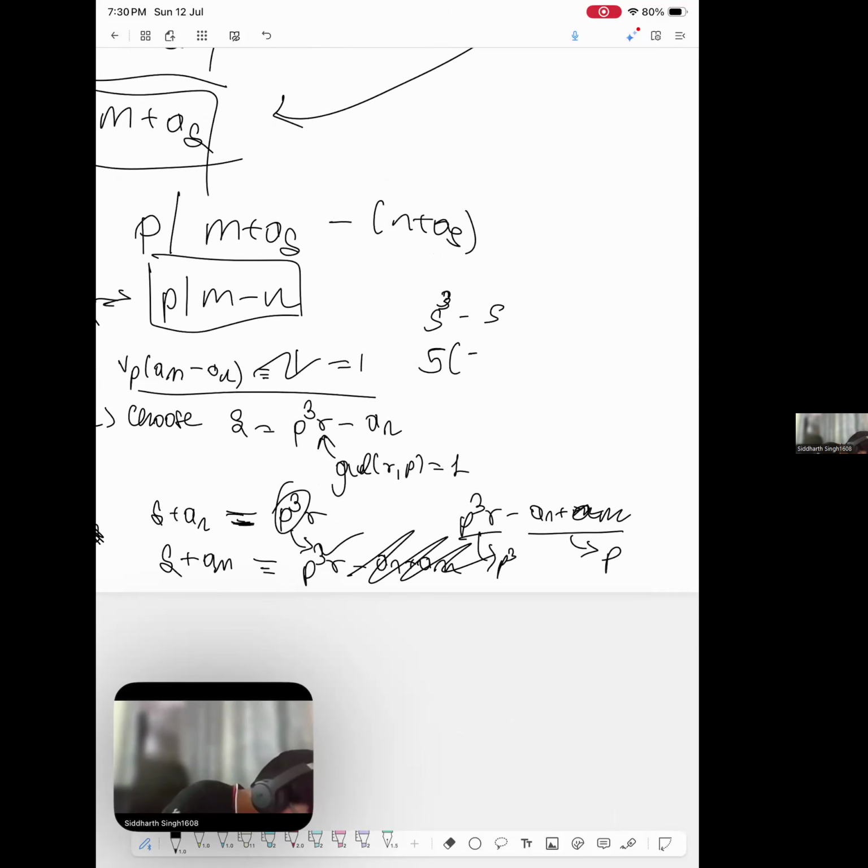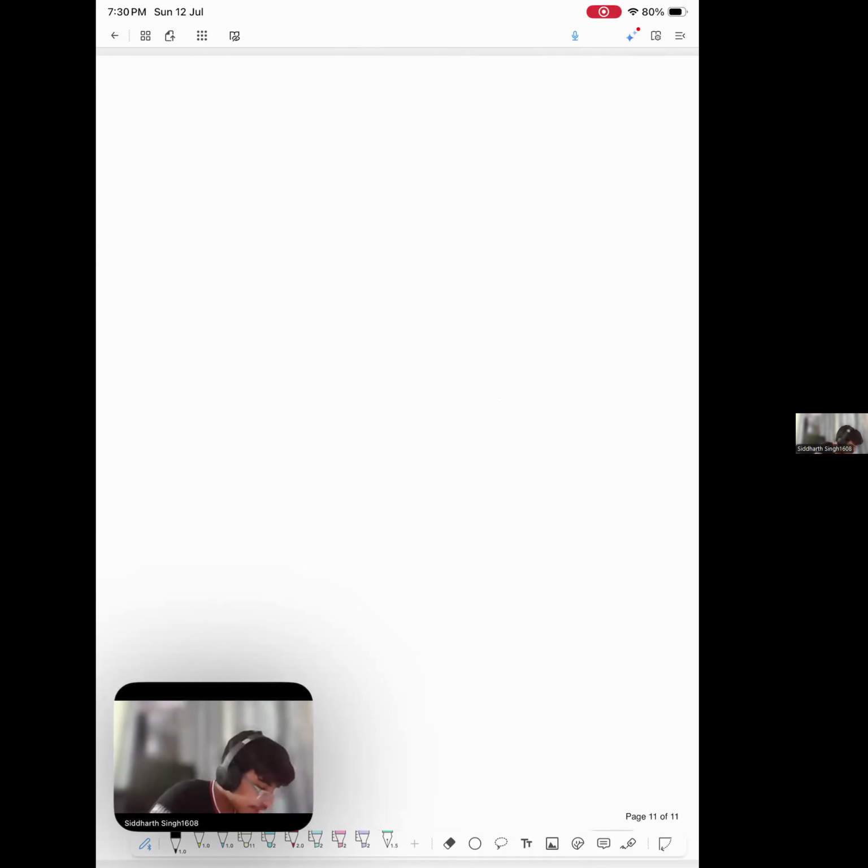Anyways, yeah, this is 1. Why? Because we can factor it as 5 square minus 1 times 5. But now, since this is 1, the entire VP of this must be 1, since this is clearly not divisible by 5. So, in fact, we are done in that case, no?